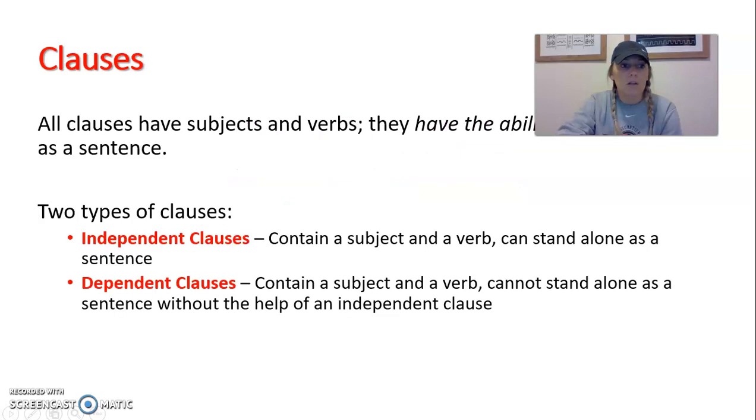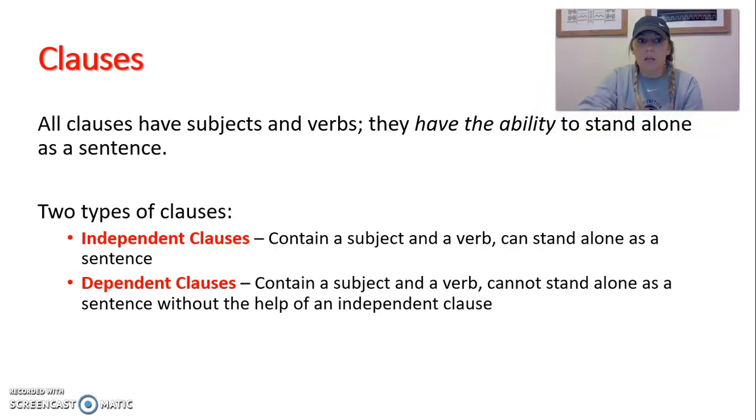First, though, we need to talk about the two different types of clauses. Every sentence that you read or write or speak that is complete is made up of clauses. Every sentence that is complete needs to have an independent clause. Sometimes they have more than one independent clause. And quite often sentences will also have dependent clauses. But you have to remember that all clauses, whether they're independent or dependent, all clauses have subjects and verbs.